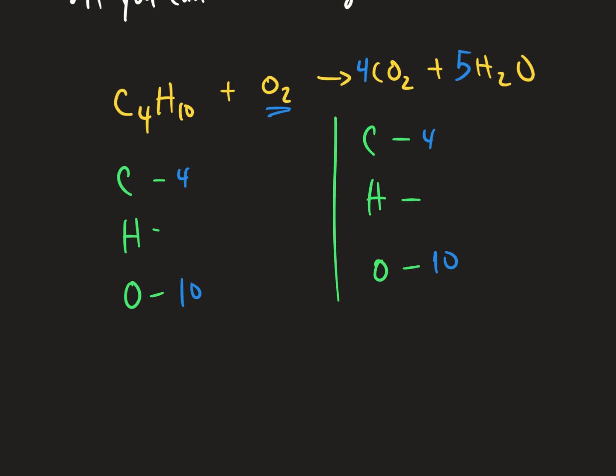I was just making sure you're awake. Thank you. Okay. So how many oxygens do we have for carbon dioxide? Just 8, right? And on this side we have 5, and that's a total of 13, right? What times 2 is 13?